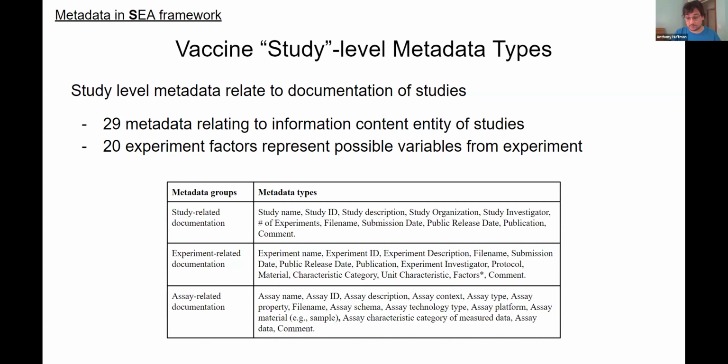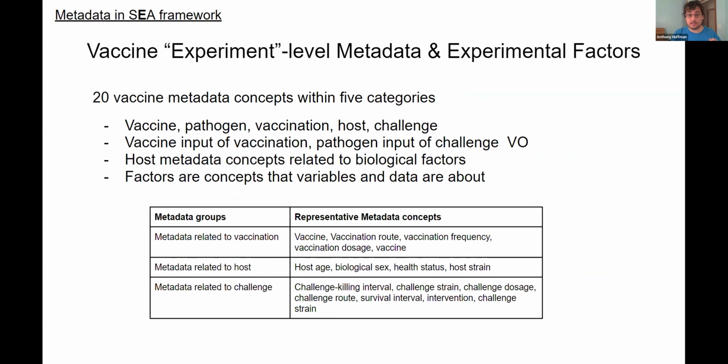And I put a small asterisk because we identified about 20 different factors, which we grouped into 5 categories. These are those relating to the material entities, the vaccine, the pathogen, and the host, and also the processes of vaccination and challenge. Now, right now, the vaccine and pathogen representation can be simplified to only one term, simply because we have well annotated those terms as part of Vaccine Ontology.